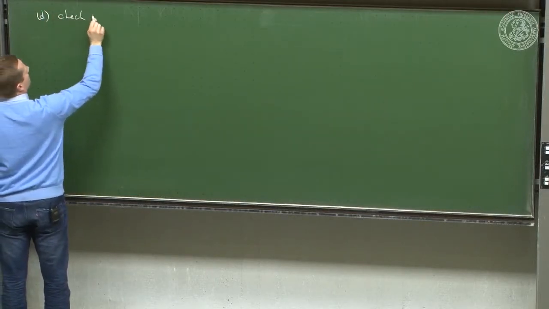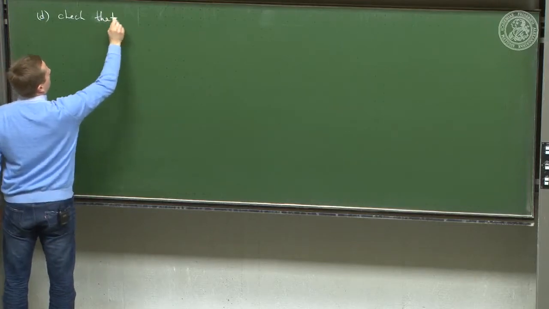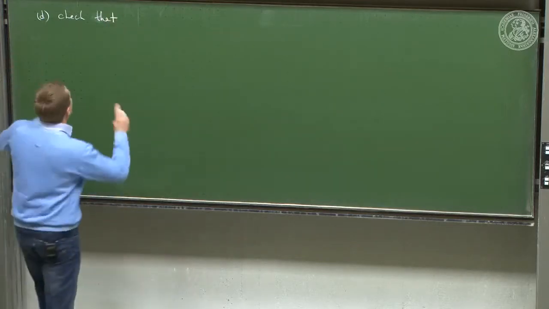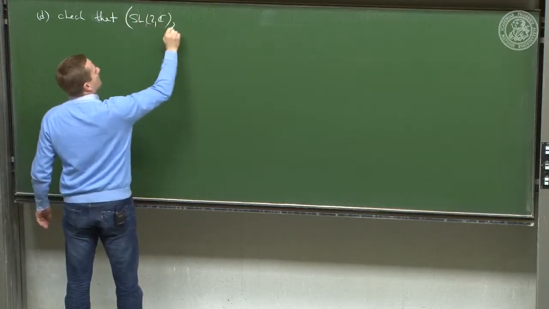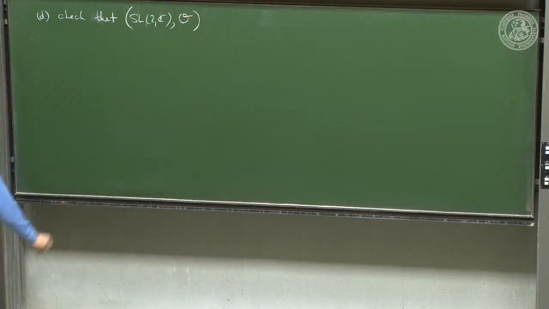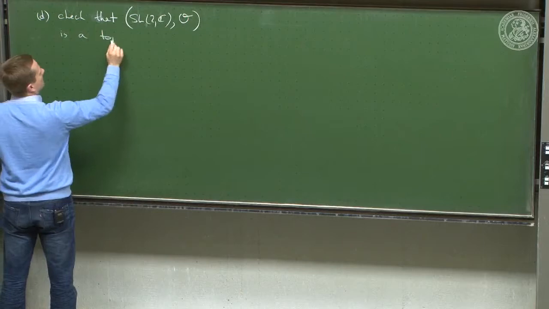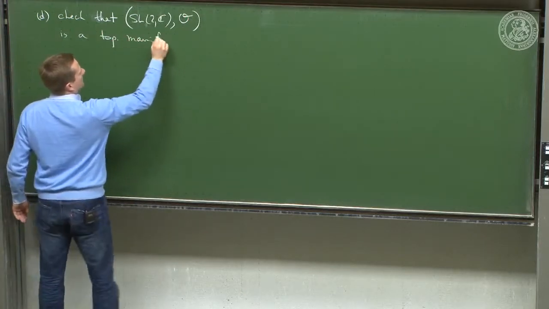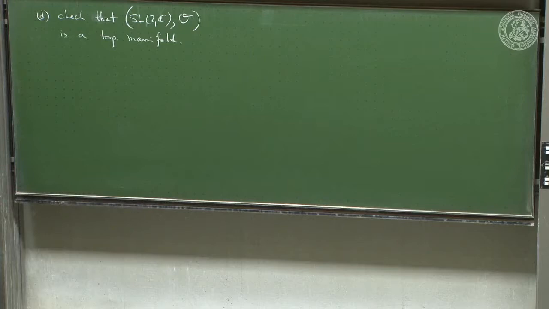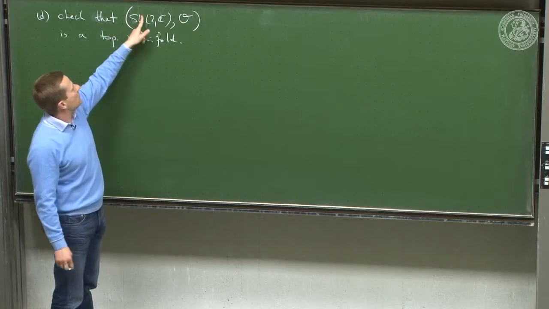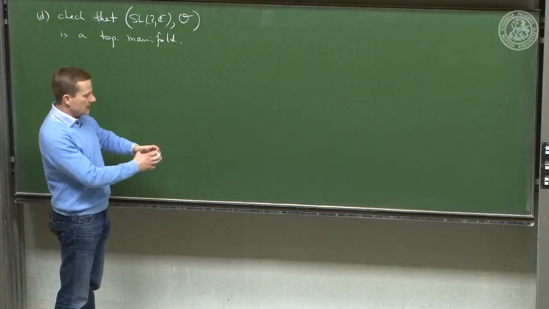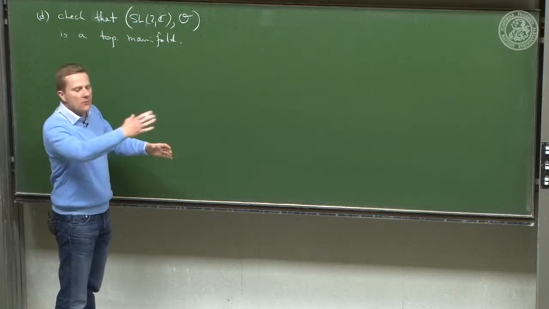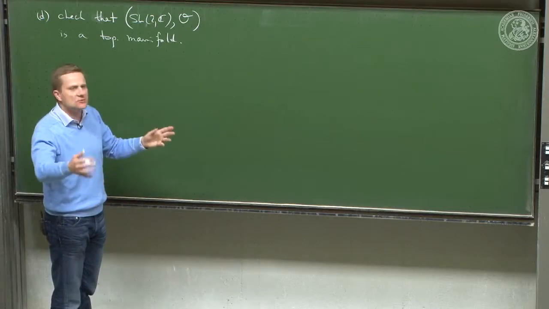So check that SL2C with this topology we just constructed is a topological manifold. What was that? If it's a topological manifold, that means by definition that around every point of this topological space you find an open set that you can map homeomorphically to some R to the d.